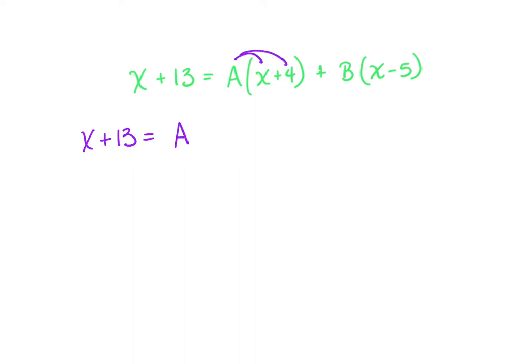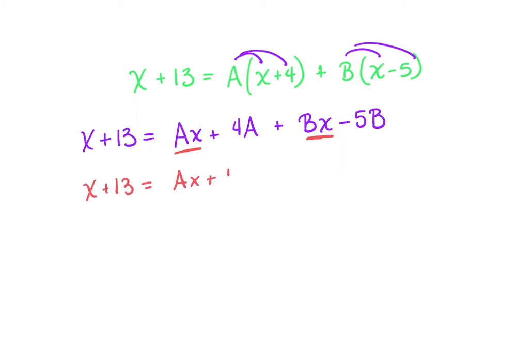I have a times x plus 4 times a, plus, and I'm going to distribute this guy. B times x minus 5 times b, okay? So far, so good. And then I'm going to group these so that they make more sense. I want to group these x's together, so I'm just going to rearrange it. This is addition and subtraction. As long as I keep whatever's in front with it, it's fine. So I have x plus 13 equals ax plus bx, right? I'm just rearranging it, plus 4a minus 5b, right? So far, so good.